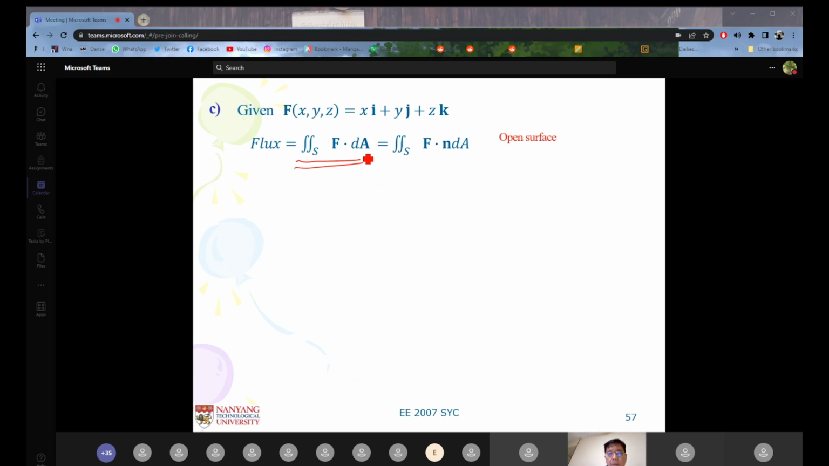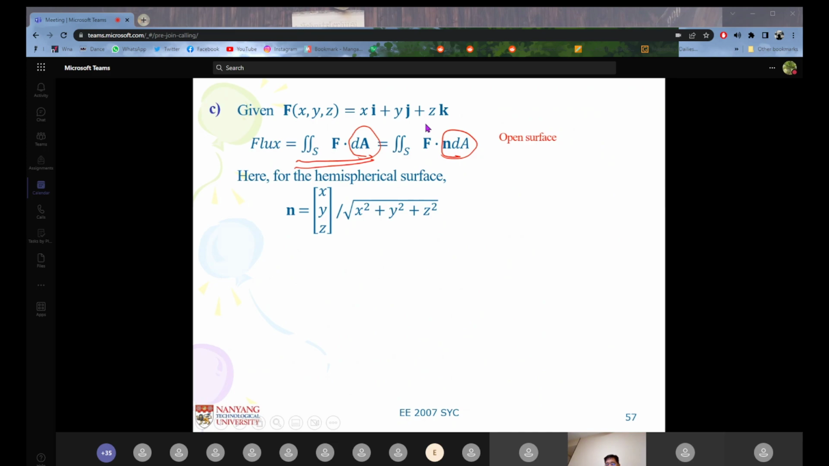So this dA can be replaced by this or the normal times du dv, whatever the two parameters that you want. Yeah. So for the case of the hemispherical surface, the normal to the surface is always what? This directional vector. Because this force field tends to be the directional vector also, right? X, Y, Z. So this is a very important understanding, right?